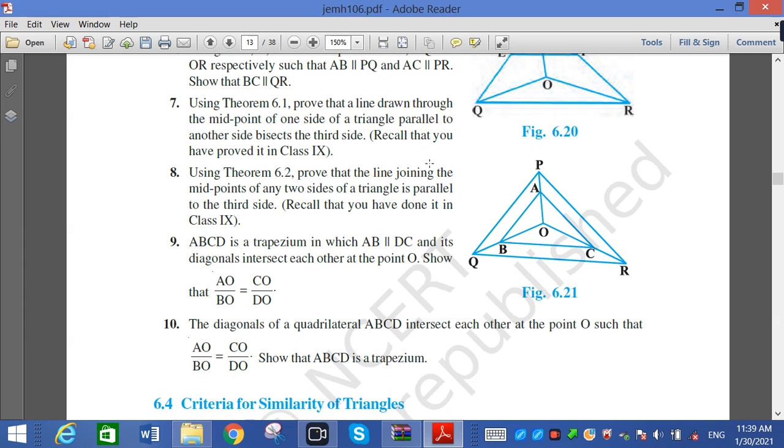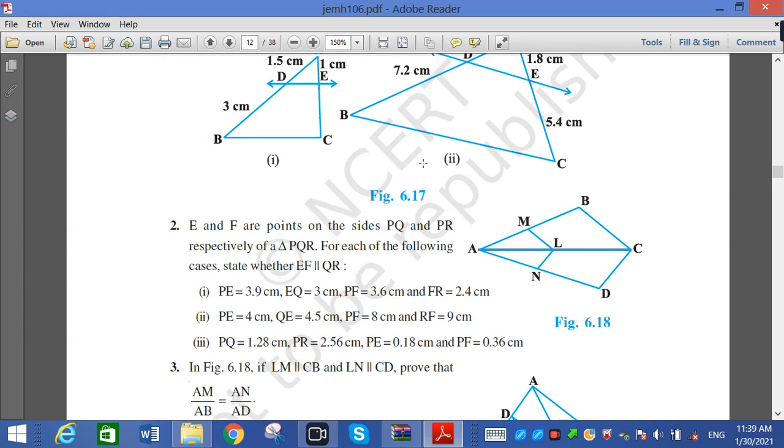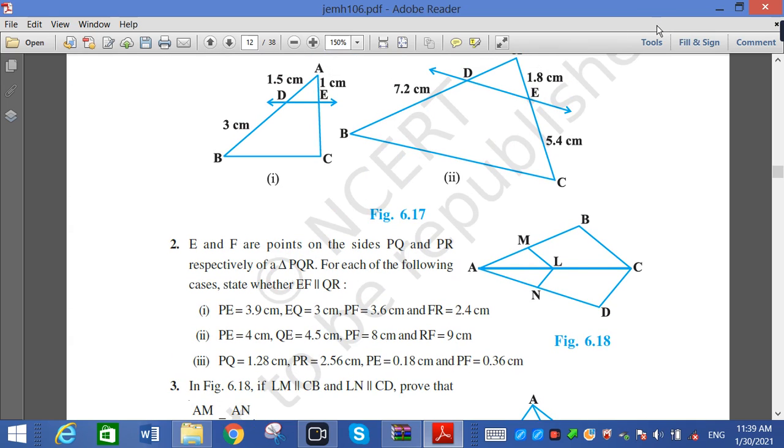Okay, no sums are there. The first sum is the only one related to the exam, so I think it is sufficient. Now in the next lecture we go for the next theorem.